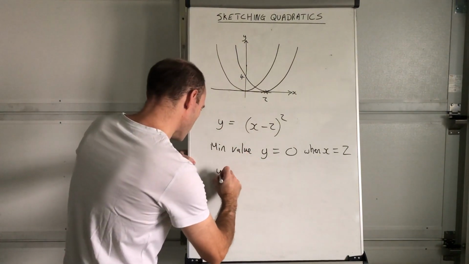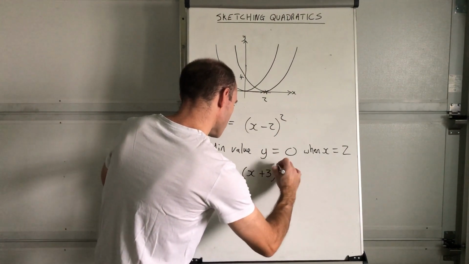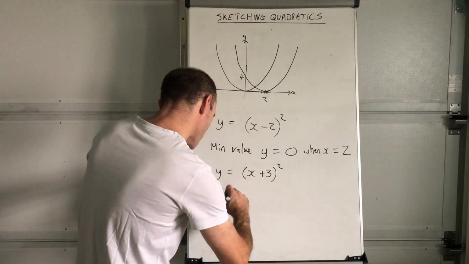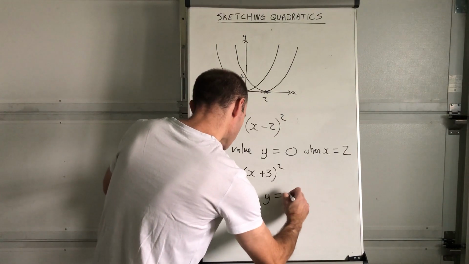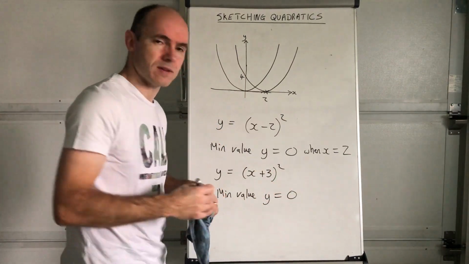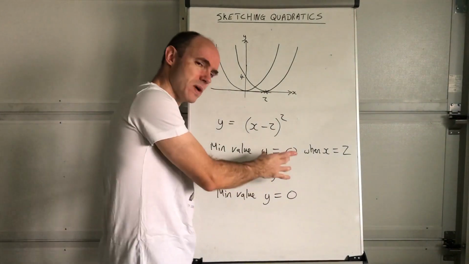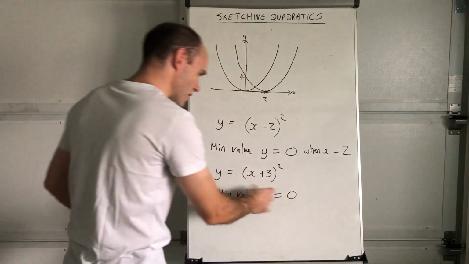So what about this one then? y equals x, and we'll put plus 3 this time in the brackets. Well, same thing again. You're going to look to see where the minimum value of y is going to be. The minimum value is still going to be 0 because, in mathematics, this is how you've got to look at it. You've got to look at that as something squared where the smallest possible value is going to be 0. And so the minimum value is y equals 0.